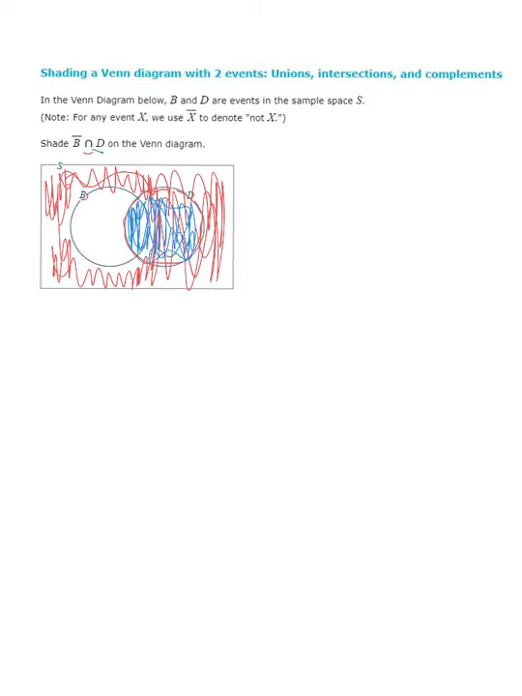So the intersection of those is where you see the red and the blue together. So it's really this little region right in here. This region right in here where you see them overlapping. That's what I would need to shade. That's the intersection of not B and D. All right. And then one more.